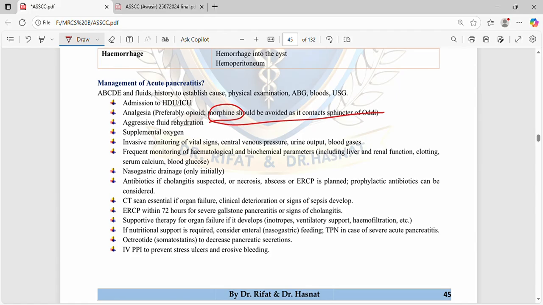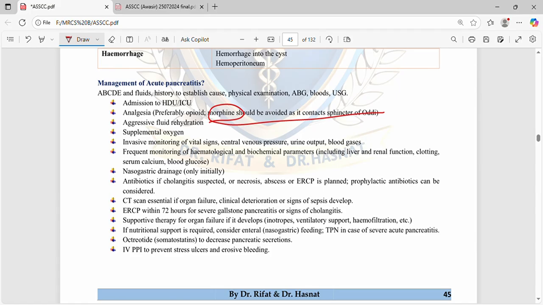Antibiotics, nasogastric drainage only initially, especially nasojejunal. Antibiotics if cholangitis is suspected or necrosis, abscess, or if ERCP is planned. Prophylactic antibiotics can be considered. CT scan is essential if organ failure and clinical deterioration or signs of sepsis develop. ERCP within 72 hours for severe gallstone pancreatitis or signs of cholangitis.